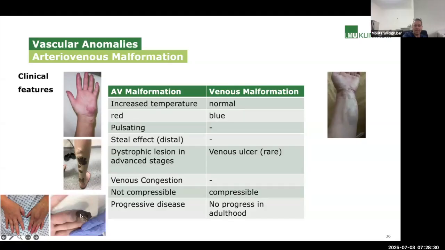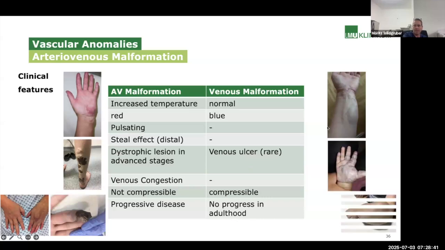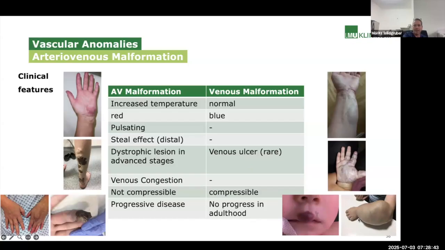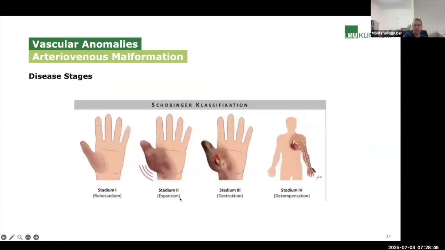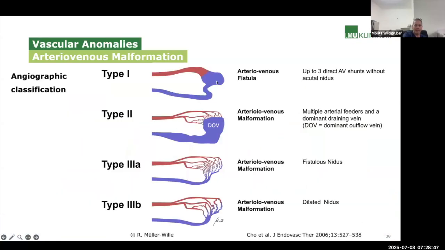You can have ischemic ulcers, especially in the periphery, because the tissue is getting ischemic. On the other hand, venous malformations are rather bluish, not pulsating, and not overheated. There are angiographic classifications that are important for us because they may tell us how we can treat the lesion.